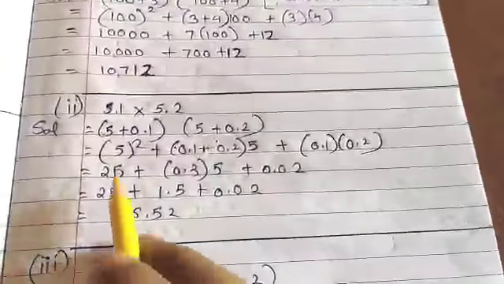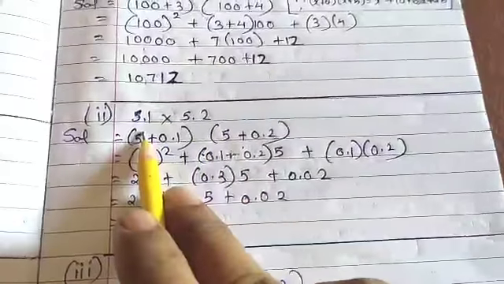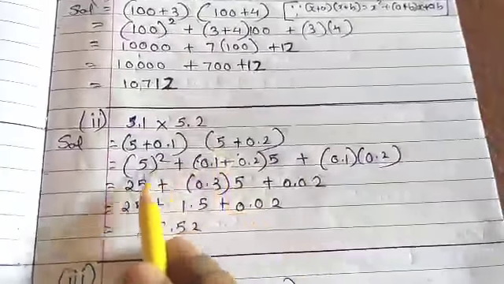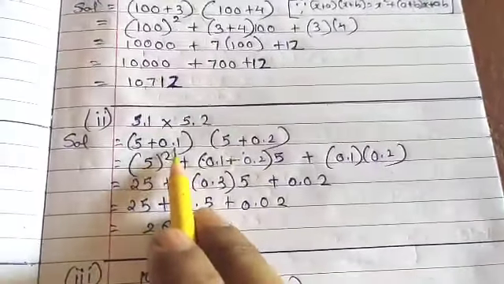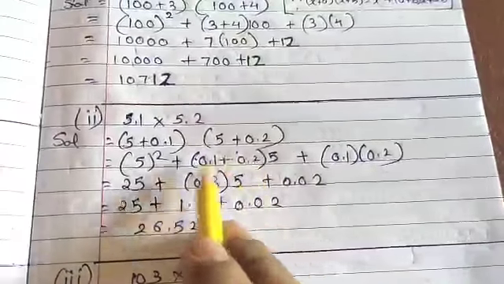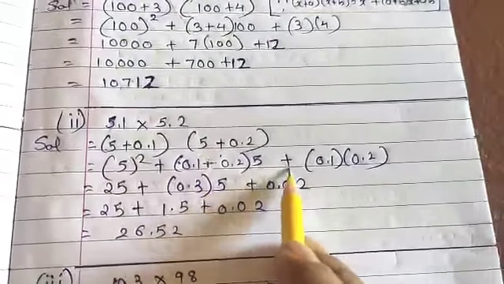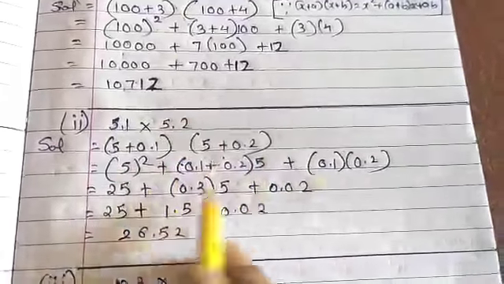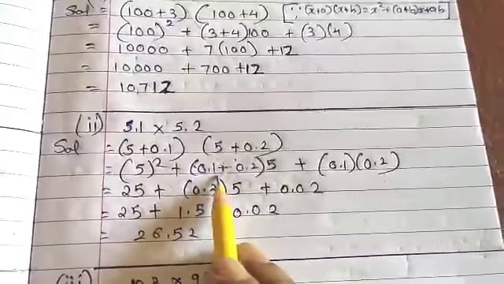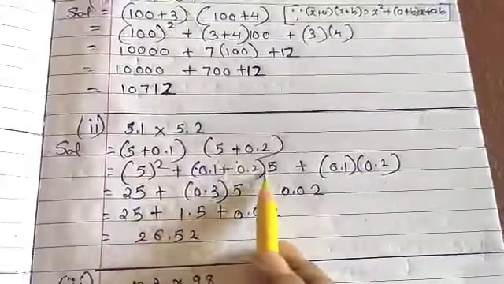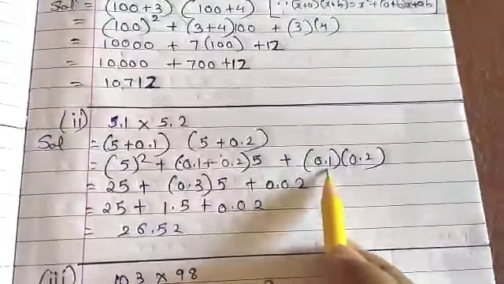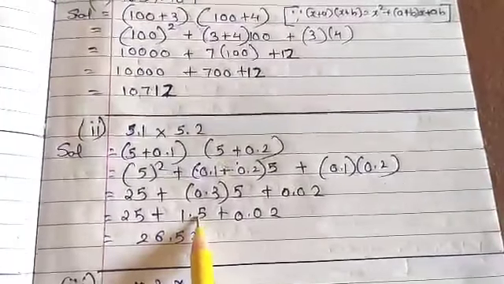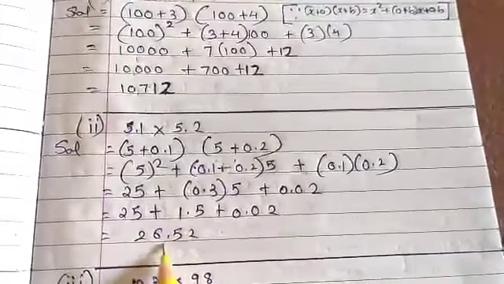Now let us see the next one. 5.1 into 5.2, its nearest value is 5. So 5 plus 0.1 into 5 plus 0.2. Your common value is 5, so make a square of it. Plus the uncommon terms are 0.1 and 0.2, so make a sum of them and multiply 5 to it. Plus make a multiple of the uncommon terms. Now square of 5 is 25. Sum of 0.1 and 0.2 is 0.3. Multiply 5 to it, you will get 1.5, and multiple of 0.1 and 0.2 is 0.02. So when you make a sum of 25 plus 1.5 plus 0.02, you will get 26.52.